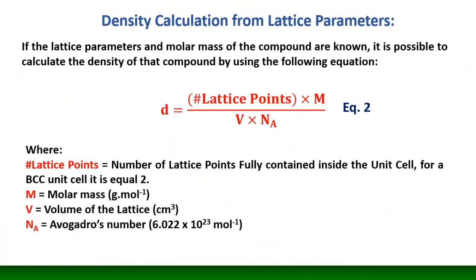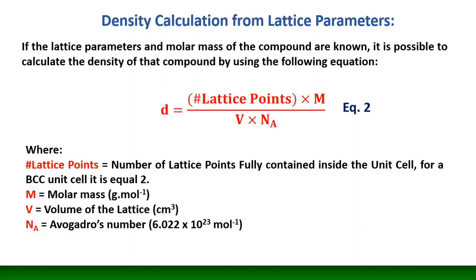Now let's see how to calculate the density from the lattice parameters. The density calculation is shown here as equation 2, where in the numerator we have the product between the number of lattice points, which we just learned how to calculate for a BCC unit cell, multiplied by the molar mass of the compound, or in this case, as we work with metals, the molar mass of the metal. Then this product is divided by the volume of the unit cell, multiplied by Avogadro's number.